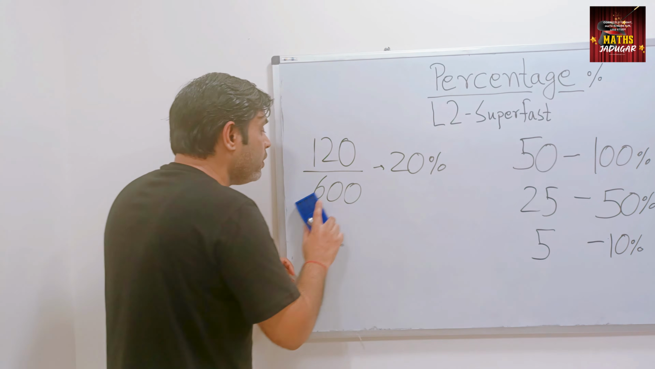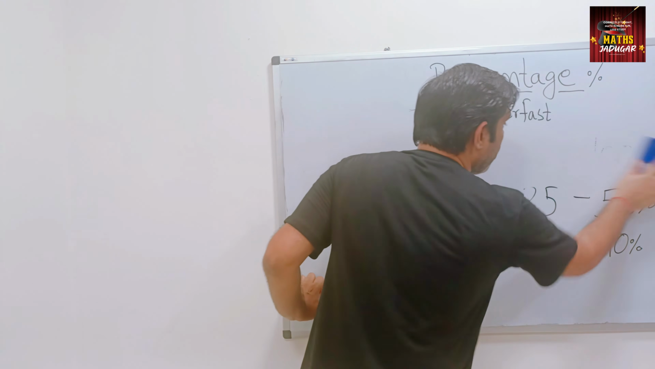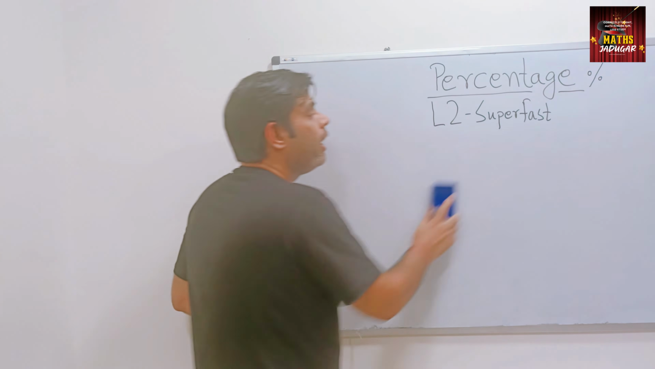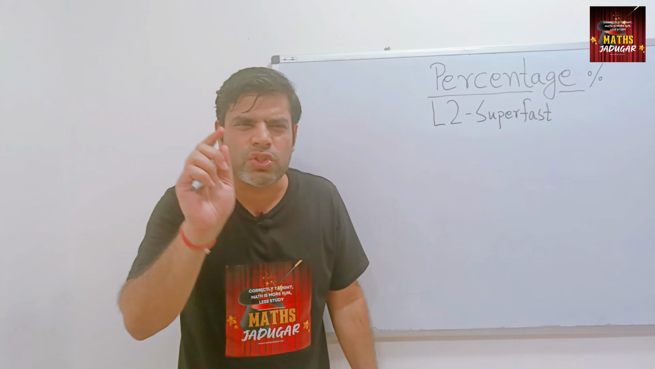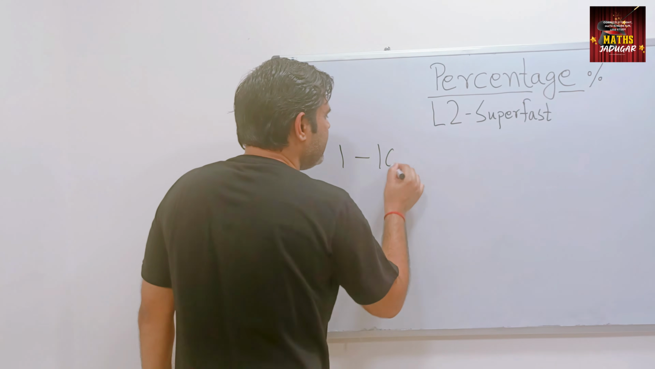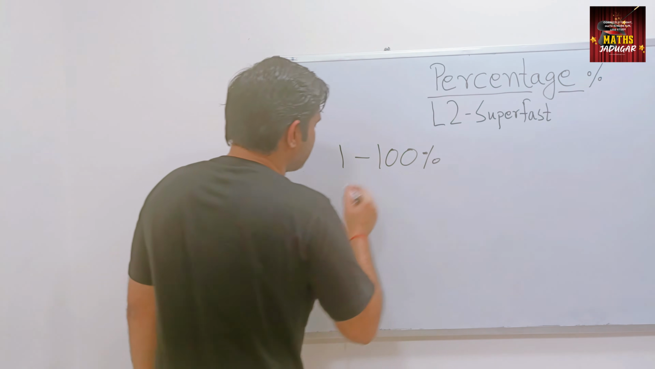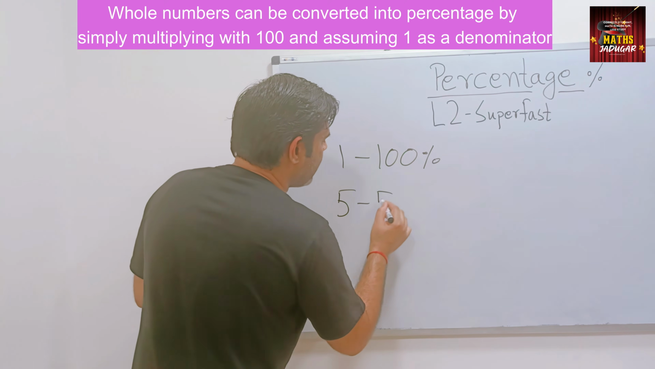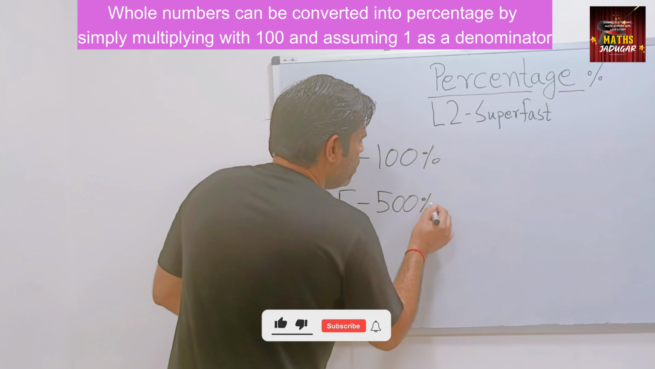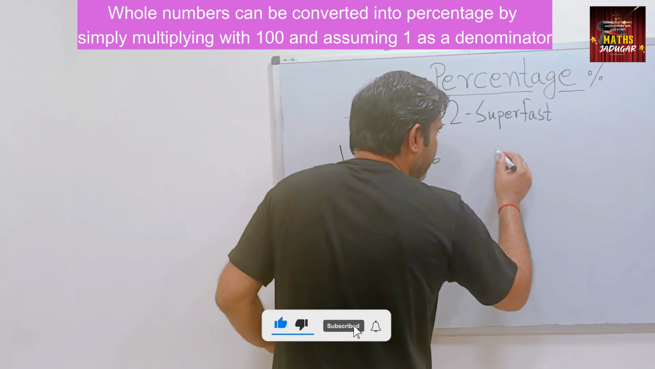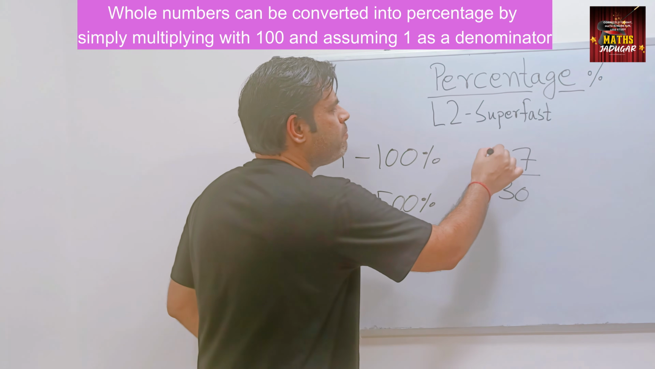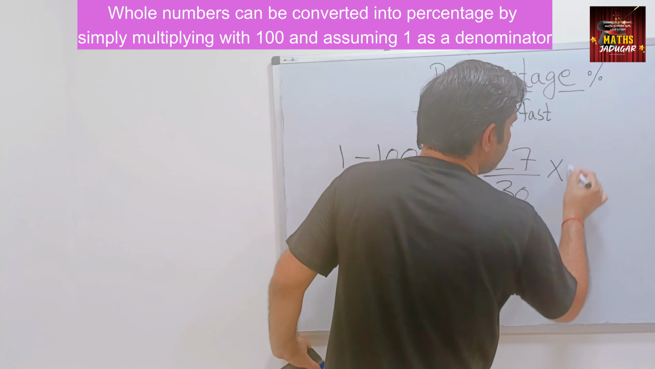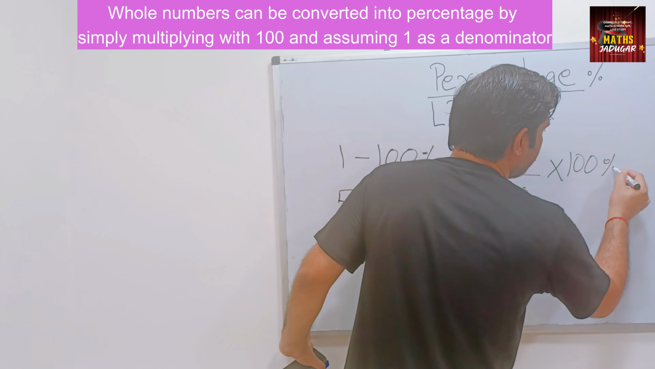Now I wanted to tell you one thing. We are only discussing what happens when you have a fraction and you are converting it into percentage. But in an Excel sheet, if you change the number format from number to percentage, if you have 1, it will become 100%. And if you have 5, it will become 500%. Why is it so? I will tell you. Because any fraction, for example 27 out of 30, which we calculated earlier, says that I scored 27 out of 30. When you convert into percentage, you get 90%.